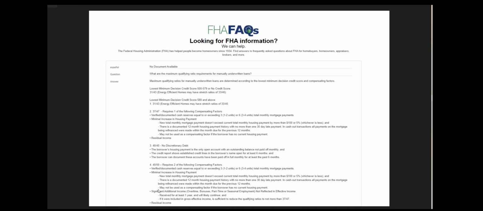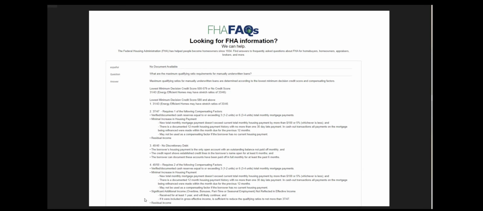The third condition here is that this may not be used as a compensating factor if the borrower has no current housing payment. The third compensating factor allowed in scenario number 4 is significant additional income, that is overtime, bonuses, part-time or seasonal employment, not reflected in the effective income. And that has conditions on it, and that it must have been received for the last 1 year and will likely continue. And if it were included in the gross effective income, it is sufficient to reduce the qualifying ratios to not more than 37% and 47%.